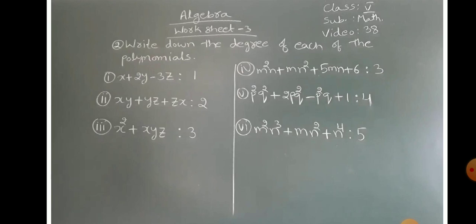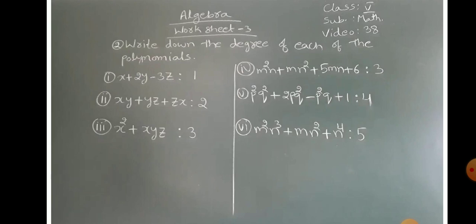Coming to the sixth question, their first term is m power 2 and n power 3. If the powers 2 and 3 are added, then we will get 5. So the degree of the first term is 5. Next, degree of the second term we want, m power 1, n power 2. 1 and 2 if we add, we will get 3. So the second term degree is 3.